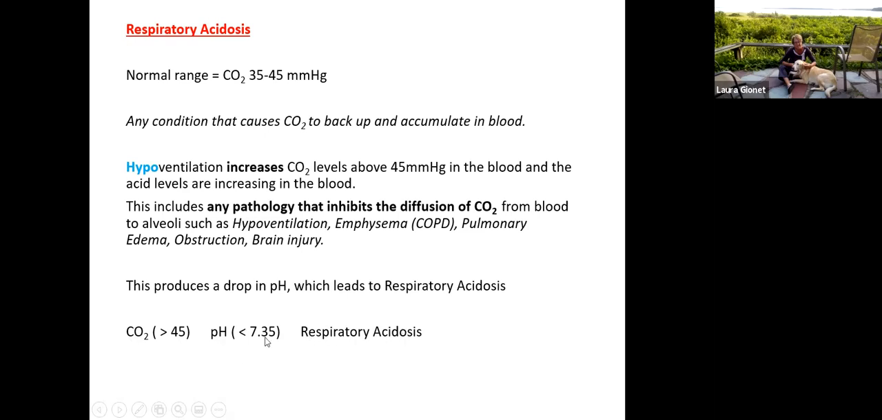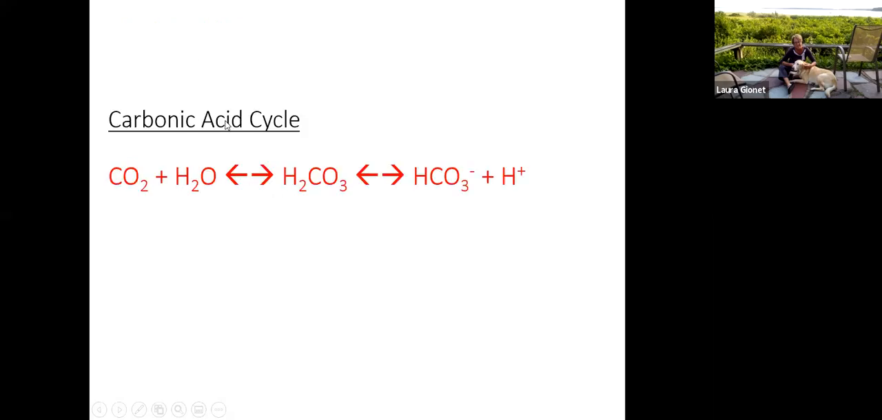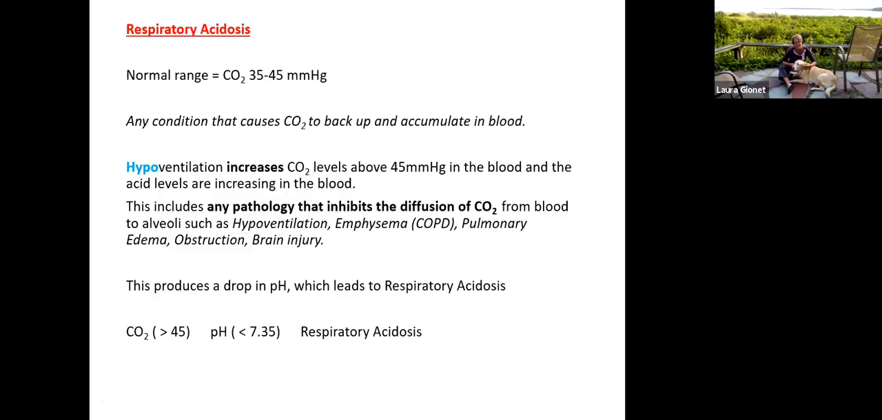So you have a pH that's less than 7.35. Right, so anything below 7.35, we call acidosis. And to be a respiratory acidosis, you must also be looking at carbon dioxide levels in excess of 45, higher than normal. Why? Because when we go back to the carbonic acid cycle, increase CO2, increase your acid, increase your hydrogen ion, decrease your pH level. That's how you got acidotic.